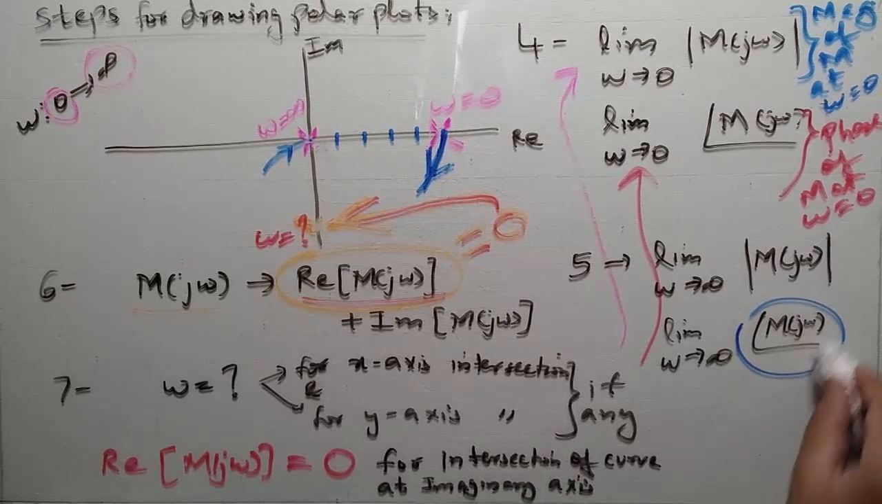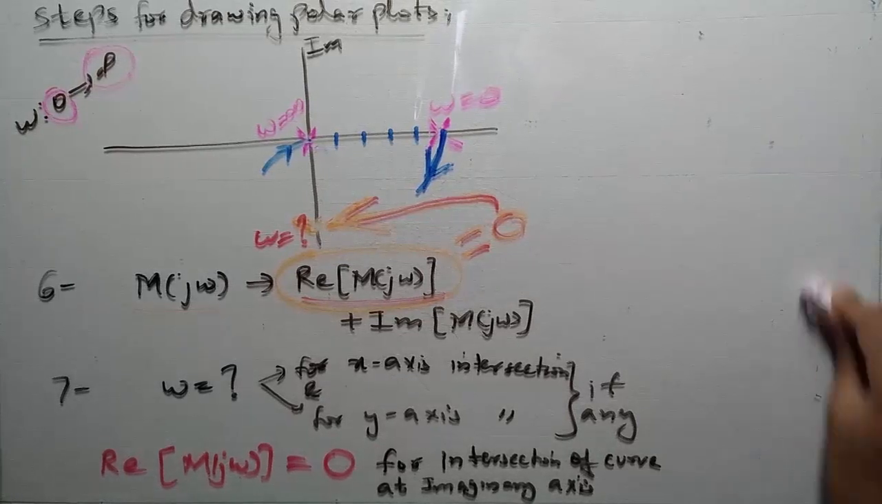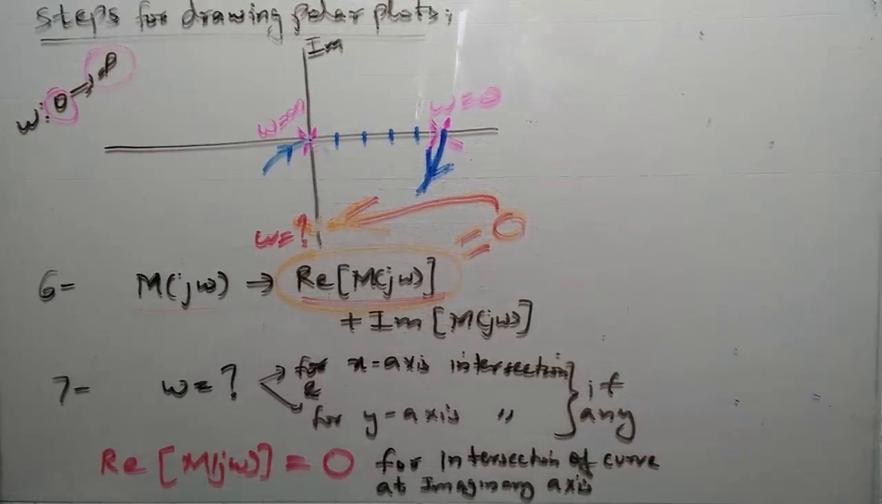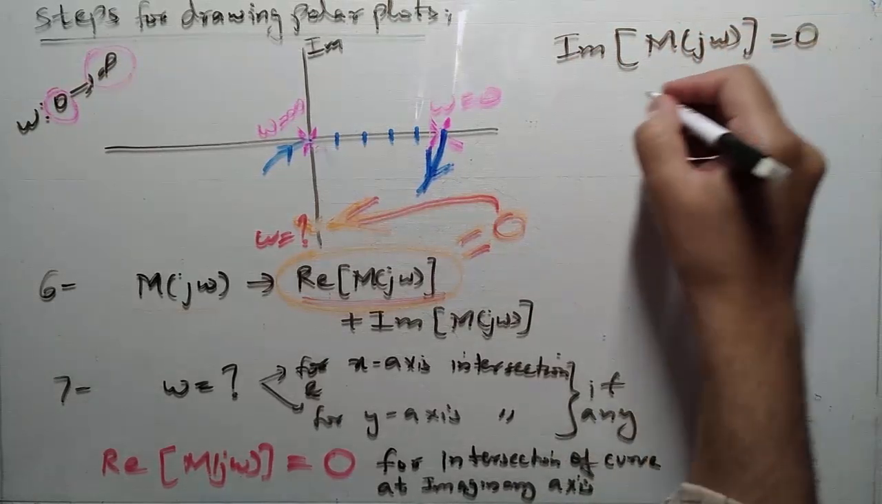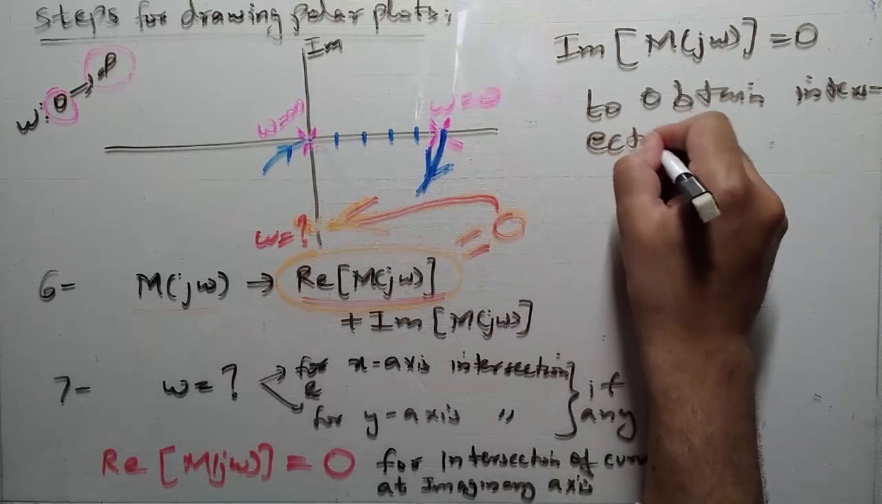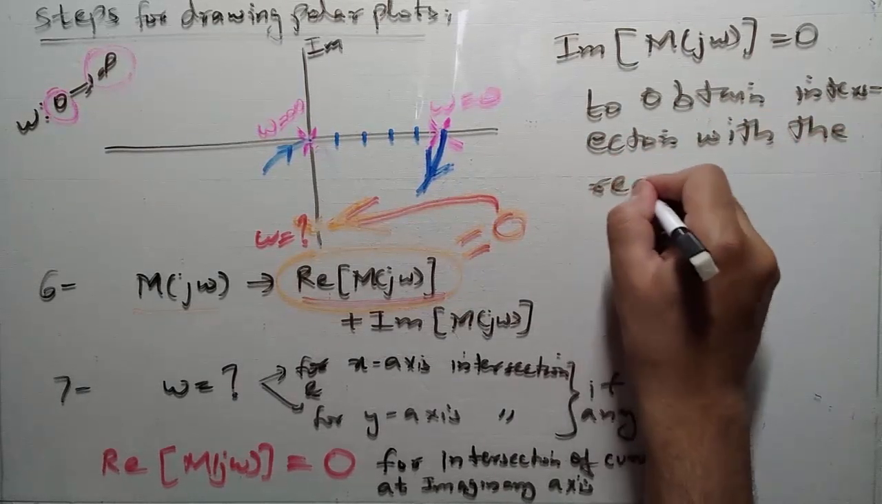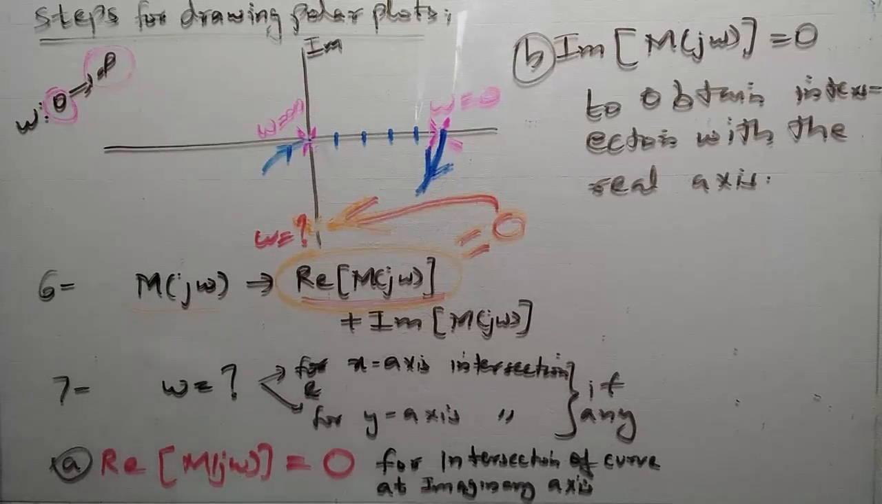Likewise, for obtaining the intersection with the real axis, we'll have to set the imaginary part as 0, which means that we'll be setting imaginary part of mj omega equal to 0 to obtain intersection with the real axis, if it exists. So these are the two steps. So this is step 7a and this is step 7b. So you'll be performing these two steps separately in order to compute the values of omega corresponding to the intersection at imaginary axis and at real axis respectively.